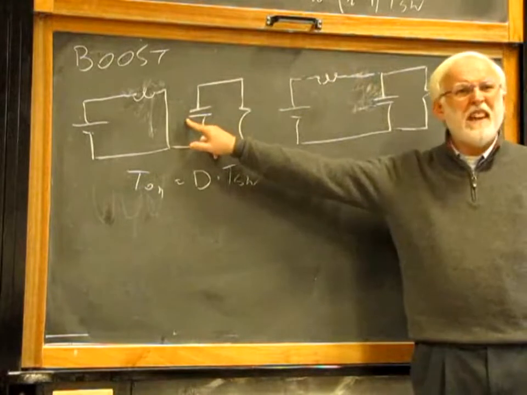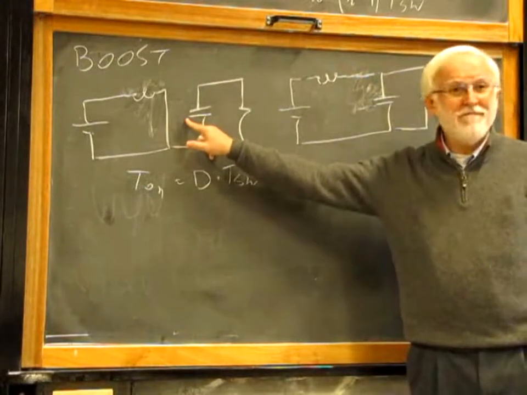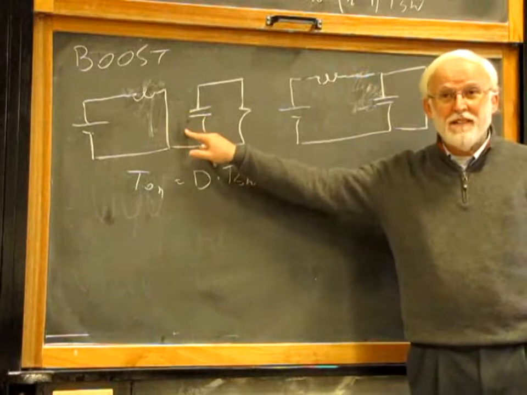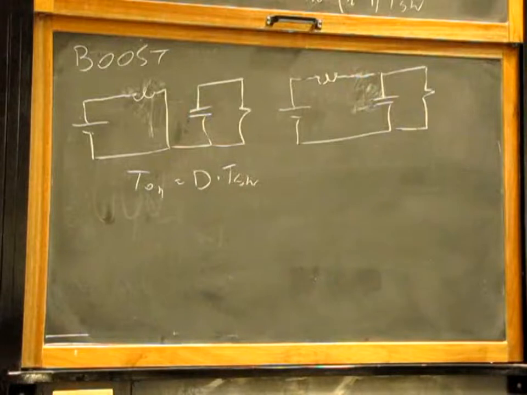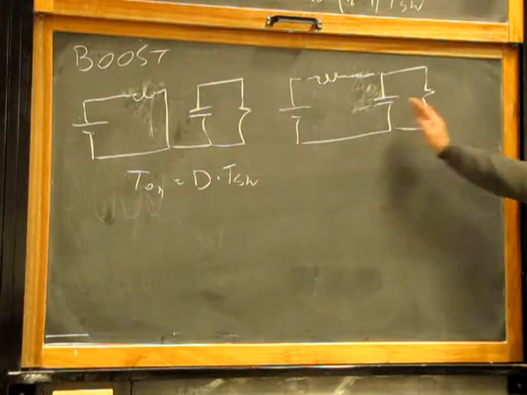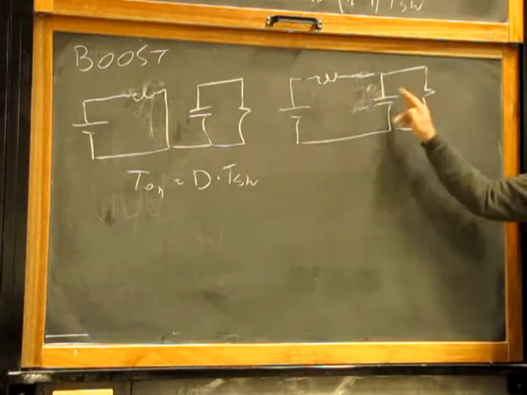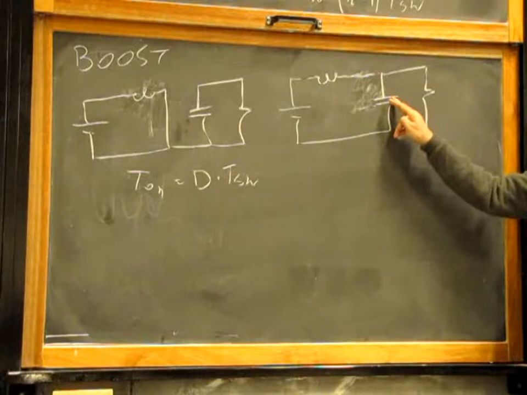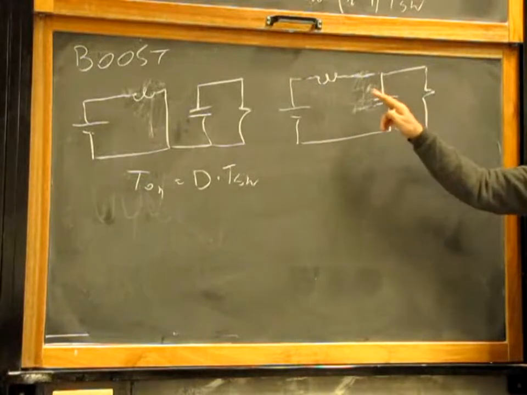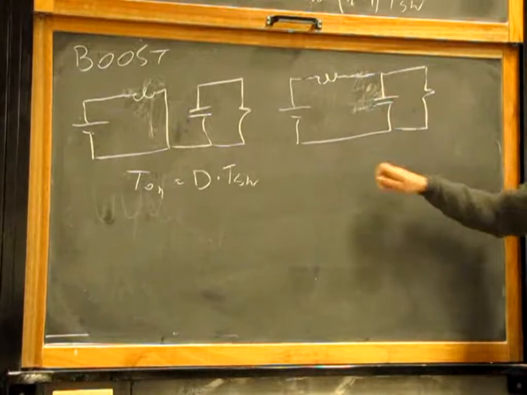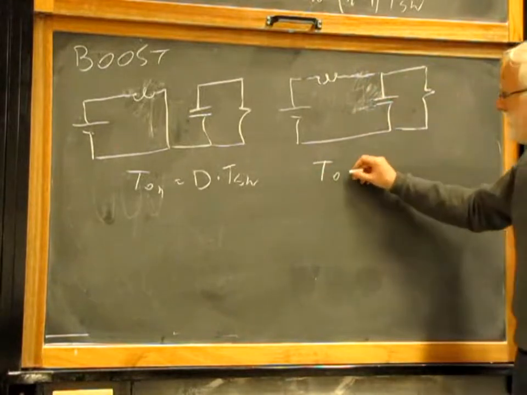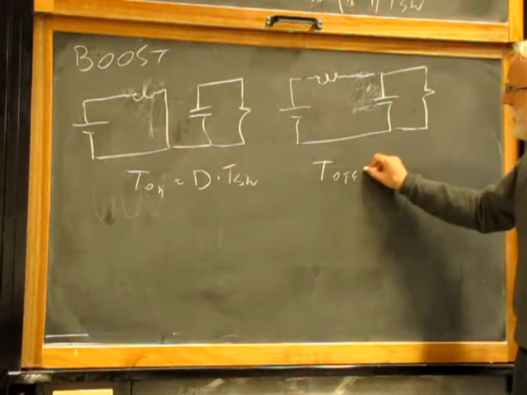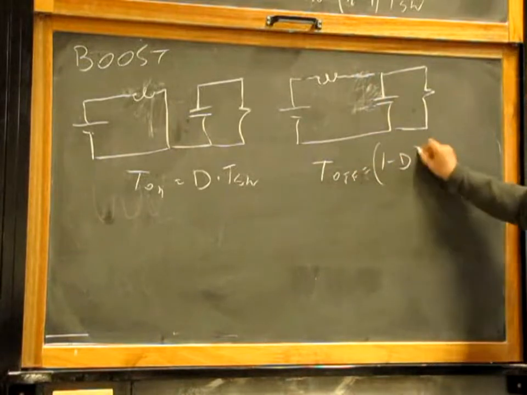Is this a linear circuit? Yes. Is it a time invariant circuit, this one? Yes, this is a simple circuit that you could learn to solve in circuit theory many, many years ago. What about this circuit? Is it time invariant? Just this one, don't look at anything else. Yeah, this is time invariant. And is it linear? Yes, it is linear. Unfortunately, this situation does not last forever. It only lasts for a time T off equal to 1 minus D times the switch interval.